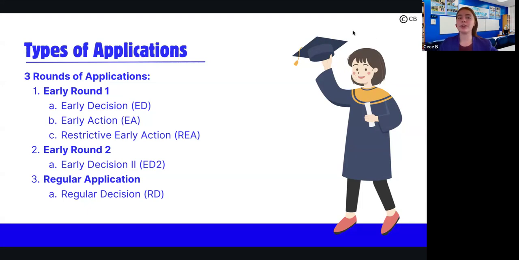So the first round is early round one, and this consists of ED, EA, and REA. And we'll explain what all of those different terms mean and what they mean compared to each other very soon. And then the second round is, let's say you applied ED and you didn't get in, then you can apply ED2, and that would be a little bit later. And then the third round is just regular application, regular decision, and that's where you're going to be applying to most of your schools. But we'll talk about what all these mean in just a second.